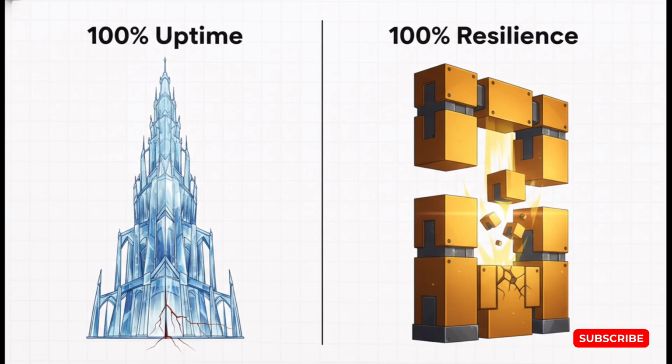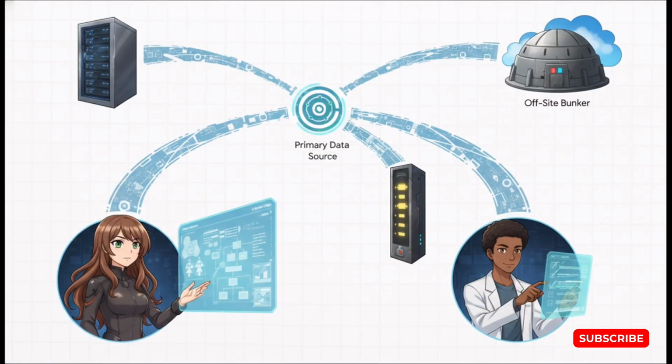Perfection is a total myth. Failure is going to happen. The goal isn't a fantasy of 100% uptime. The goal is 100% resilience. It's not if you go down, it's how fast you can get back up. So what does a real resilience strategy look like?